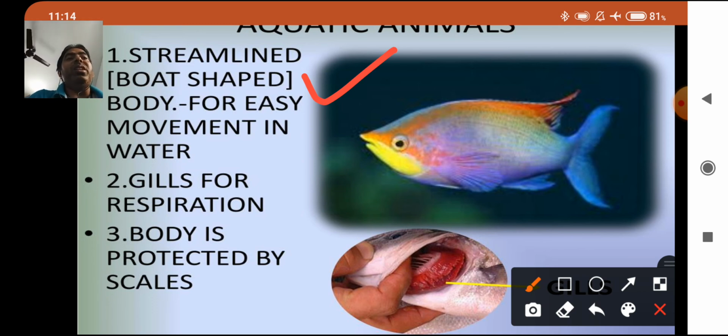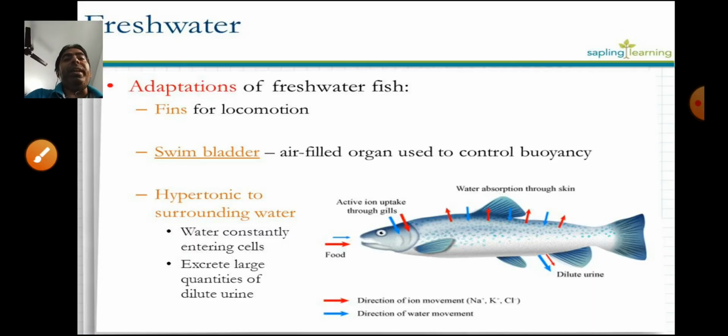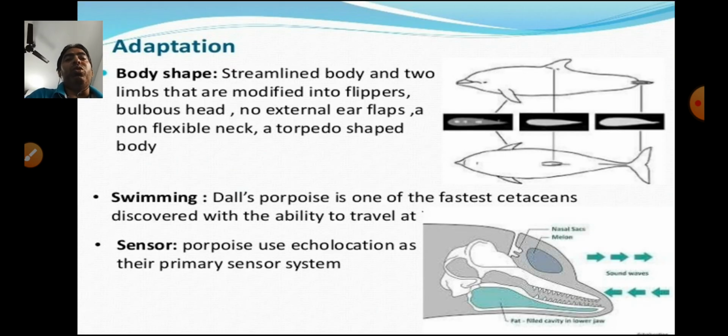Fishes have gills that help in breathing in water. They have a body protected by scales, so that their body may not decay. Some also have swim bladders. Swim bladders help to keep buoyancy, which means they keep floating and move in the water freely. The swim bladder is an air-filled organ used to control buoyancy. And the fins are used for locomotion, for movement.